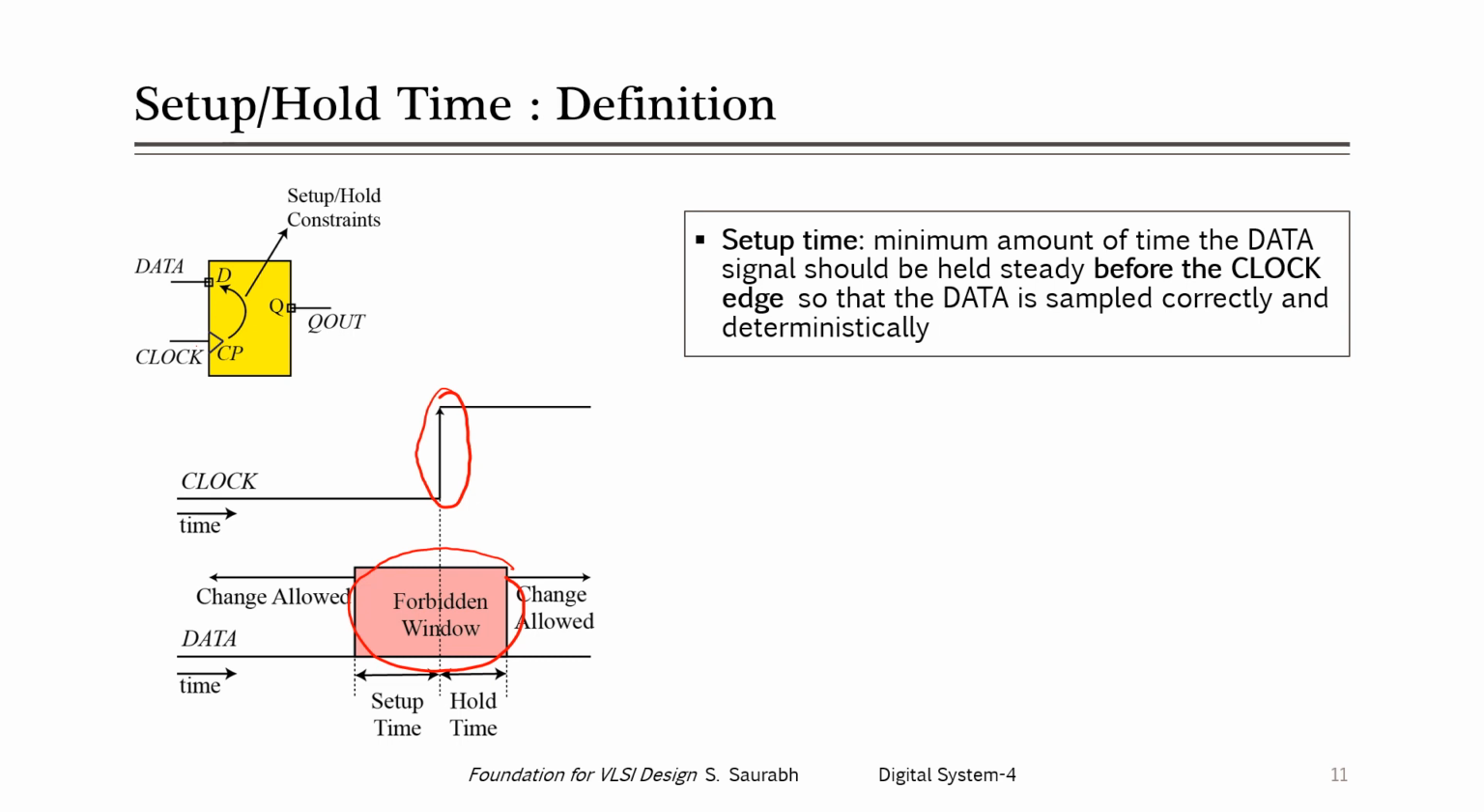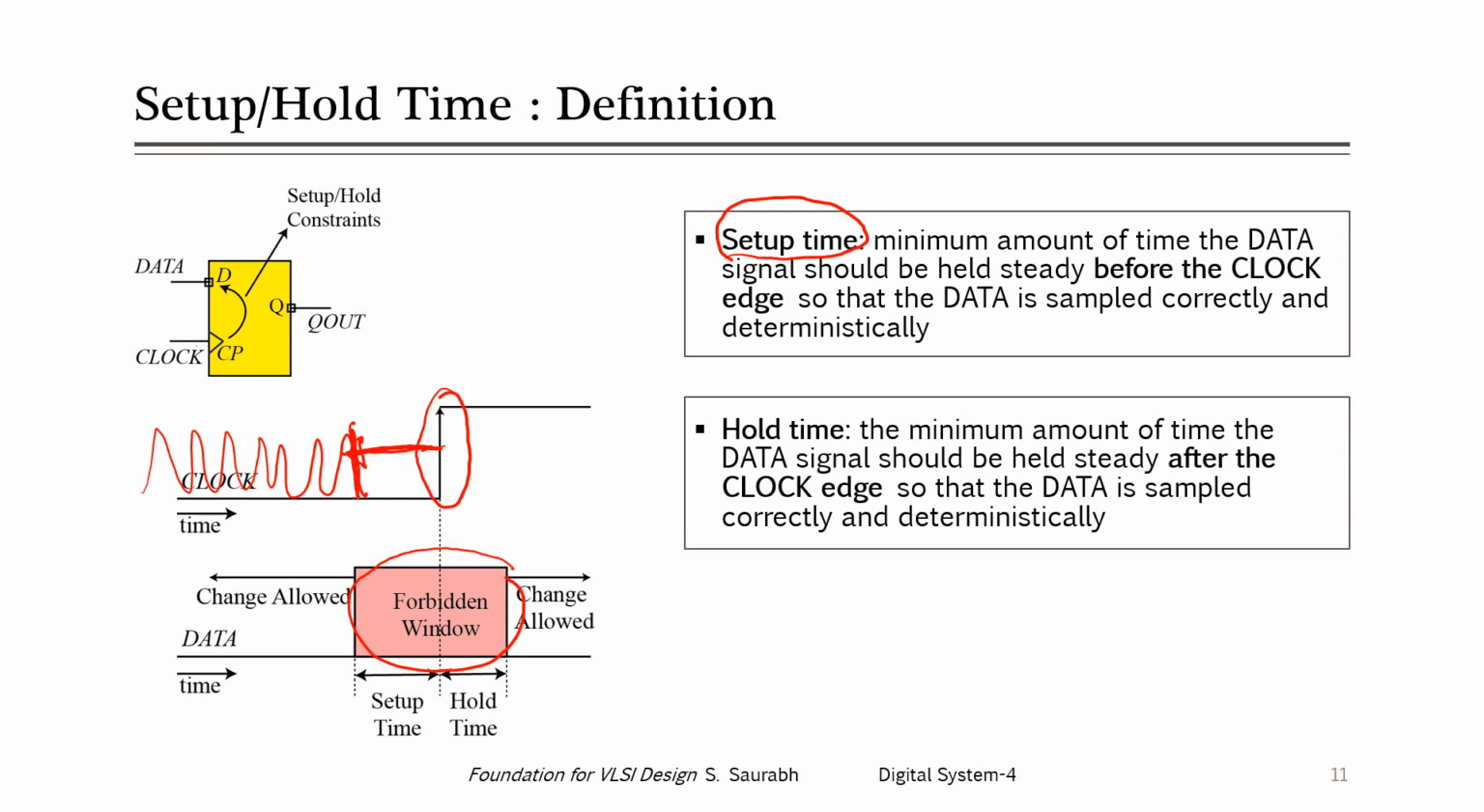The first constraint is setup time. Setup time is the minimum amount of time the data signal should be held steady before the clock edge, so that the data is sampled correctly and deterministically. So before the clock edge, for this much time, the data is not allowed to change, right? If there is any change in data, it should settle by this time. It shouldn't change over the forbidden window. So the forbidden window before the clock edge defines the setup time.